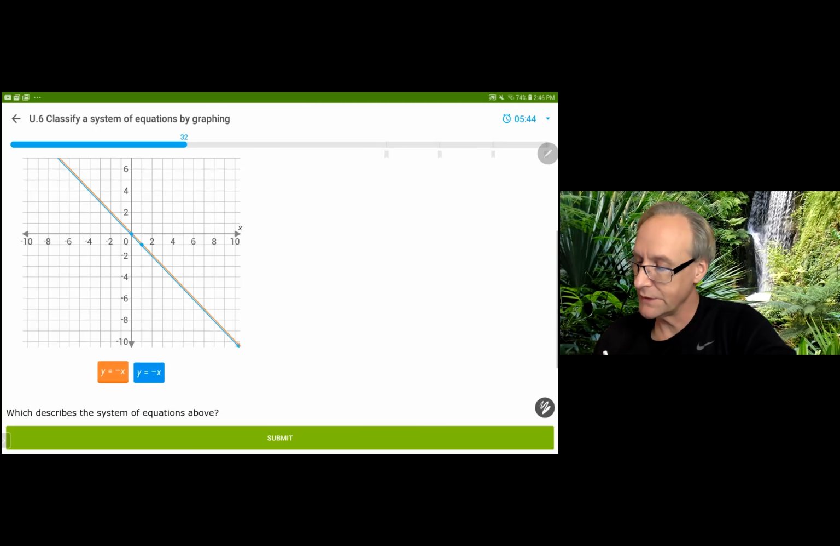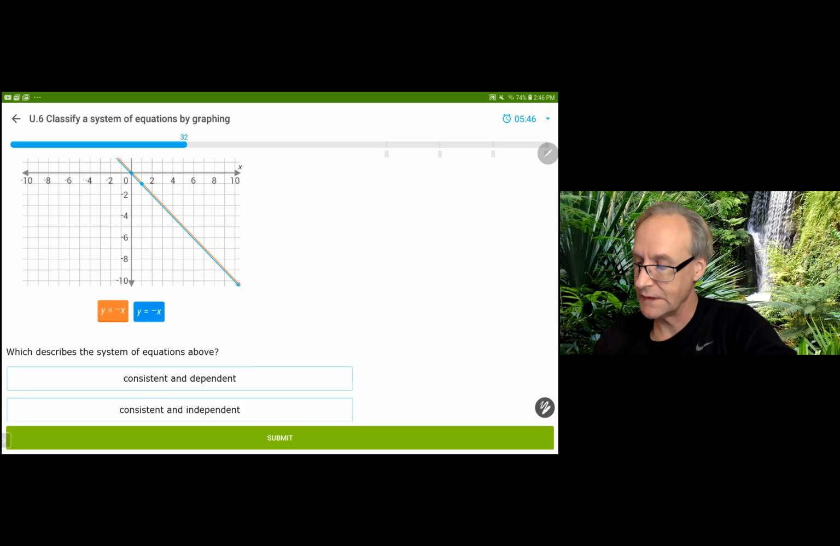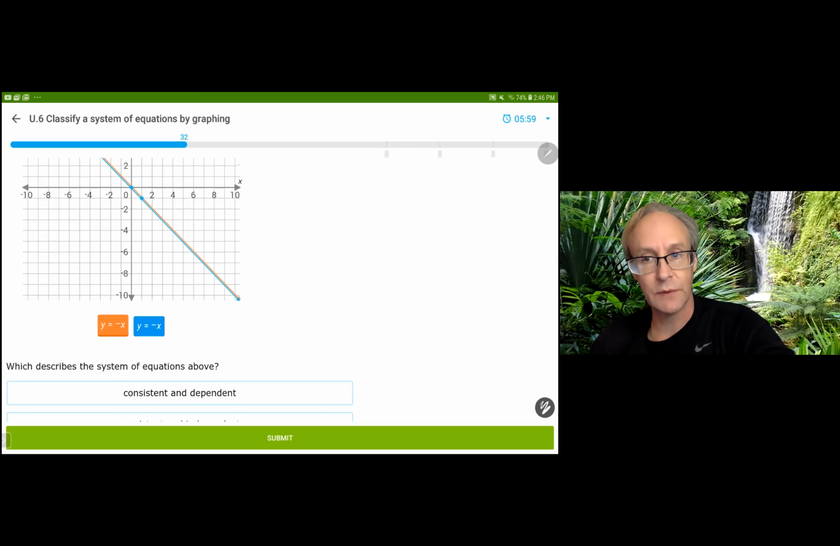And there they are, one on top of the other, and they are consistent and dependent. They have an infinite number of solutions of the form where the x's and y's have different signs. Same value, just different signs. So like 3, -3, 4, -4, -4, 4, and so on. That is consistent and dependent.